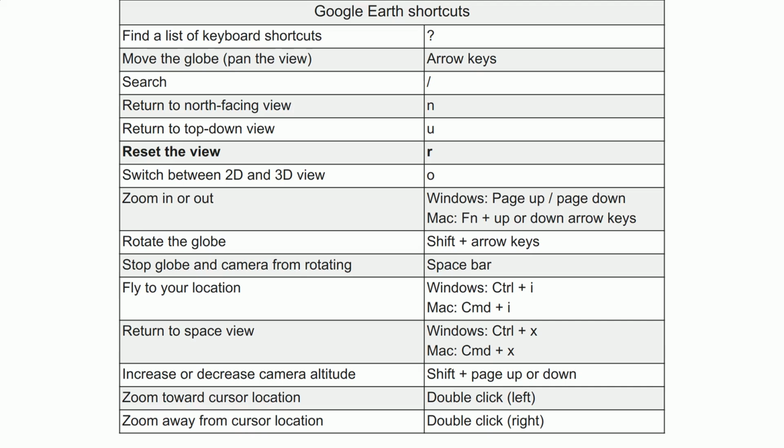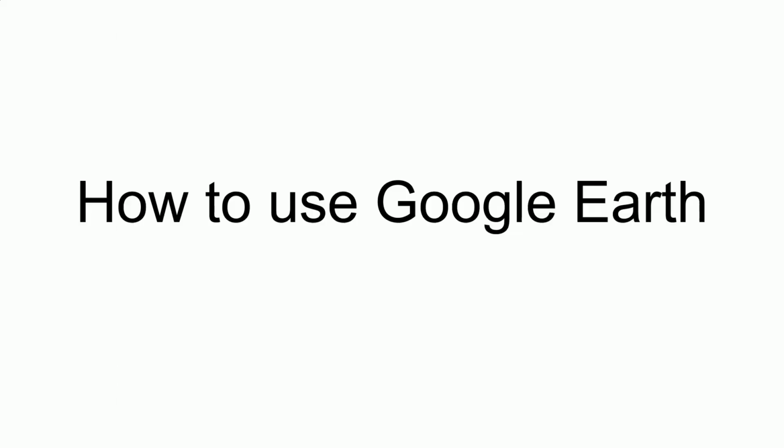So Google Earth shortcuts: to find a list of keyboard shortcuts, hit the question mark key. Of all of these, the most important one is the one that I've put in bold here, to reset the view. Because you can tilt your view, you can rotate your view, you can zoom in, you can zoom out, you can do all kinds of crazy things and end up with a view that is useless to you. If you hit the R key, it'll reset the view, it will put you directly overhead, and it will rotate the map so that north is at the top. So let's dive in.